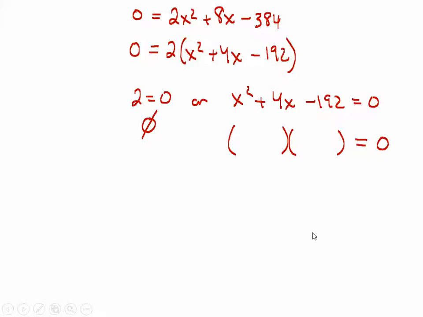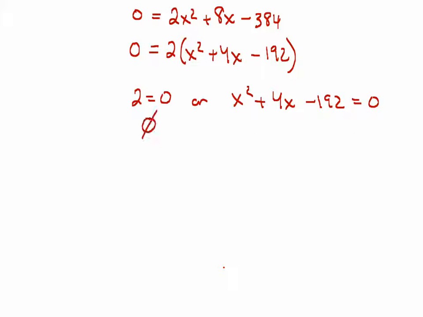Two numbers multiply to negative 192, add to a 4. 16 and a negative 12. Will that do it? So this is where you lose me. Okay, good, good. Because I got all the way up until you put 2 equals 0, and then, because I don't know what you do.